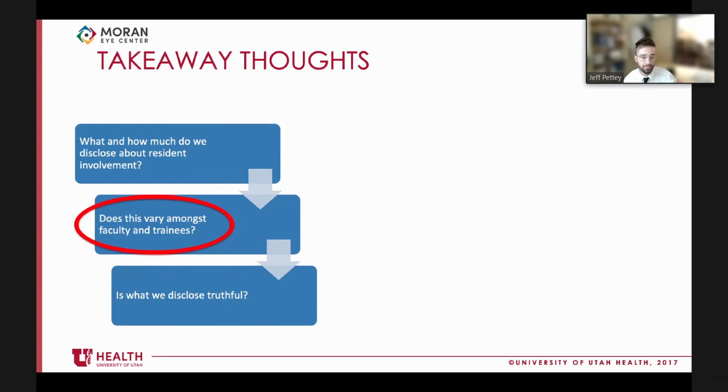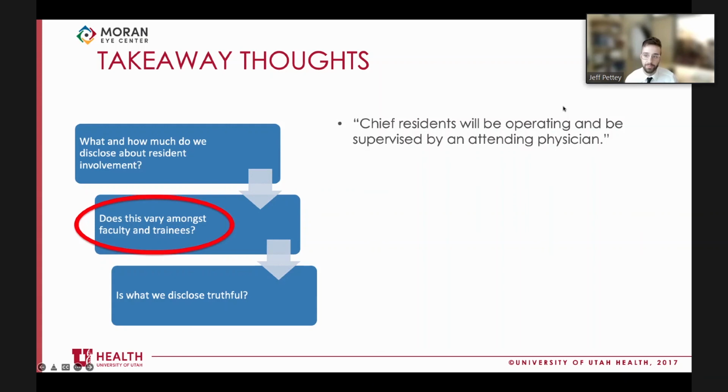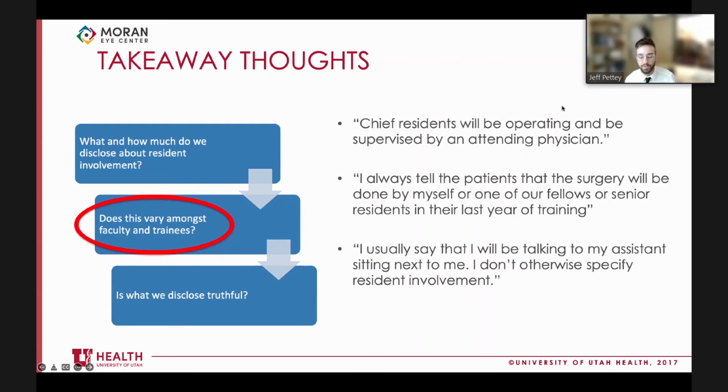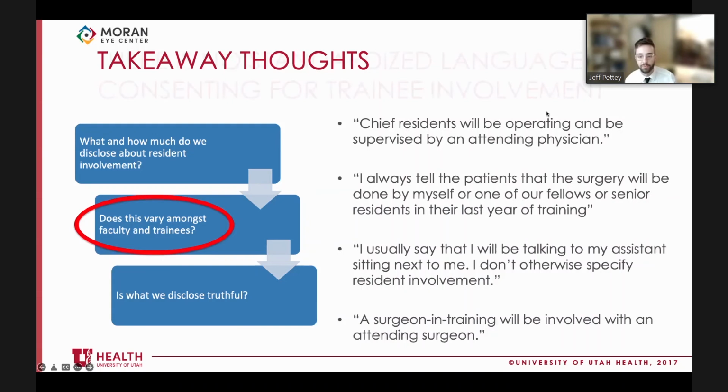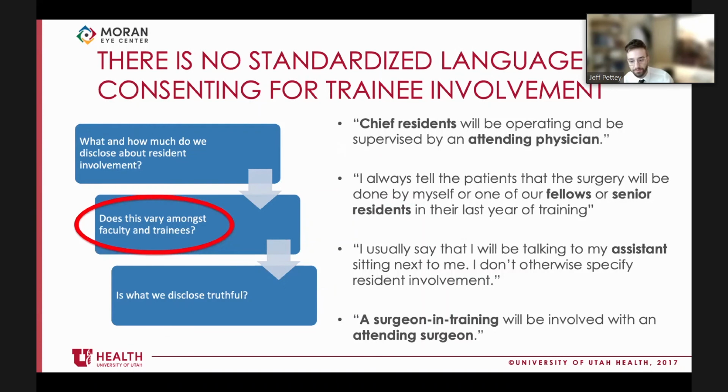So we did a pilot study, and we surveyed everyone here at the Moran Eye Center just to get their response of what they actually say to patients when they're consenting for resident involvement. Here are four examples of what we heard back. What I want to highlight is what's in the bold terms here. With just four responses to our surveys, there are actually seven different terms used to describe trainee involvement. For someone like myself, or everyone here who's in the medical field, we understand what a chief resident is, a fellow, a senior resident, attending physician, and so forth.